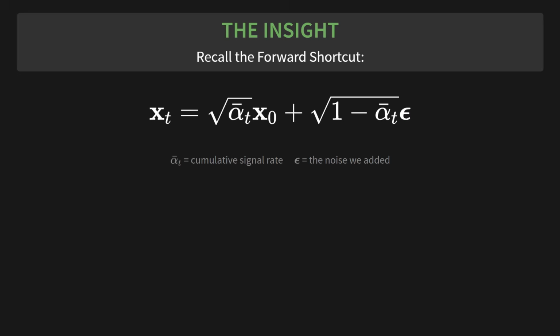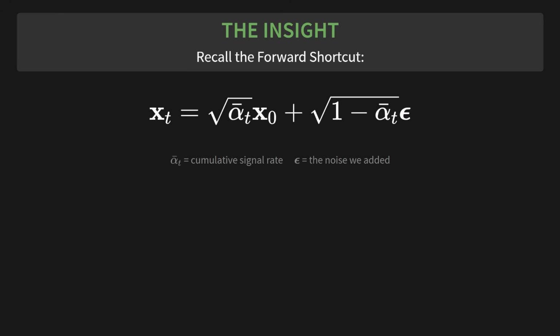Now for the core insight. Recall the forward shortcut formula from a few chapters ago. It said that x sub t equals the square root of alpha bar sub t times x sub 0 plus the square root of 1 minus alpha bar sub t times epsilon. Now think about this. Alpha bar sub t is just a number we pre-computed. Epsilon is the noise we added. And x sub t is the noisy image we have right now.